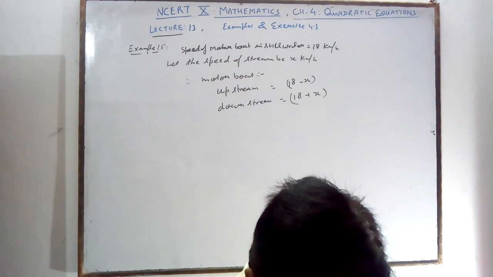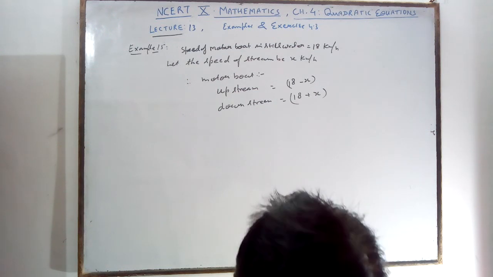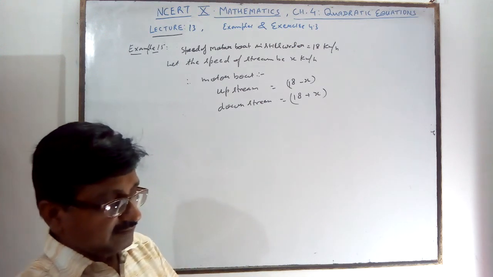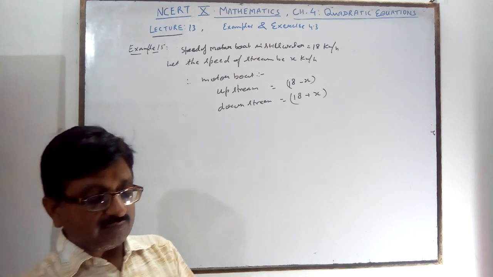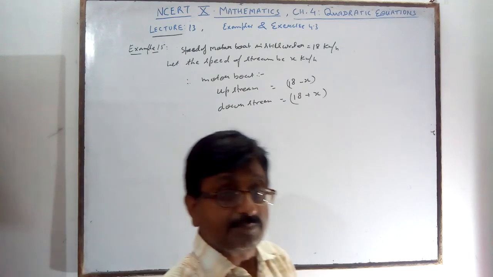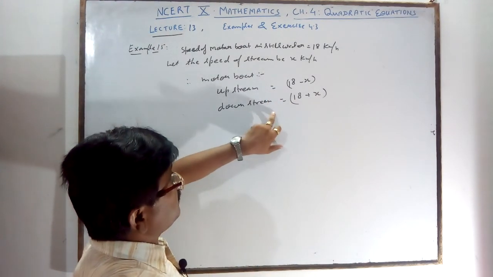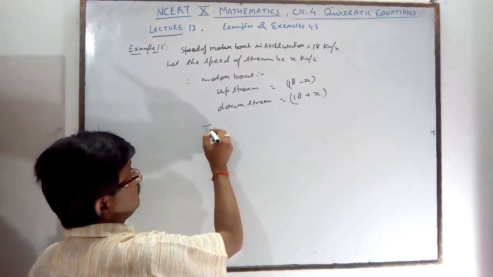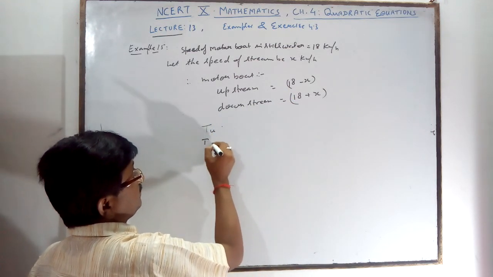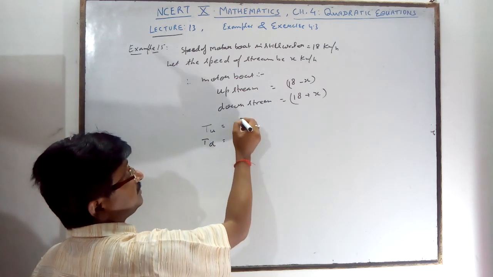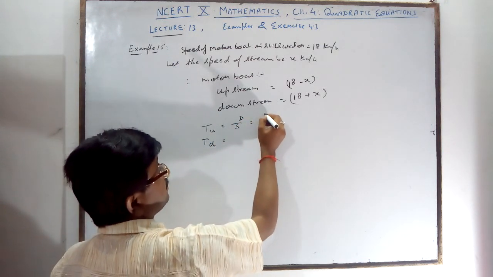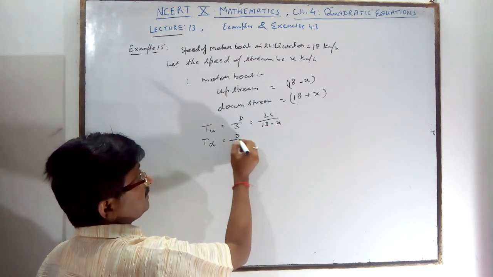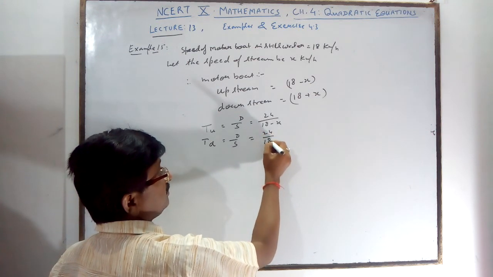The question says it takes 1 hour more to go 24 km upstream than to return downstream. Upstream has one speed, downstream another, and a 1 hour difference in the time taken is given. So time taken upstream is distance upon speed, that is 24 upon 18 minus x. Time taken downstream is 24 upon 18 plus x.